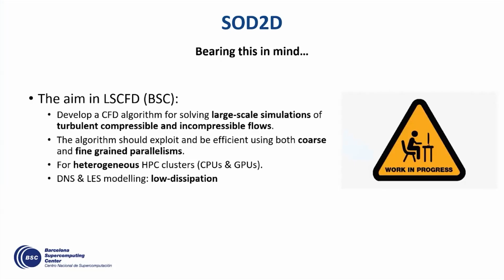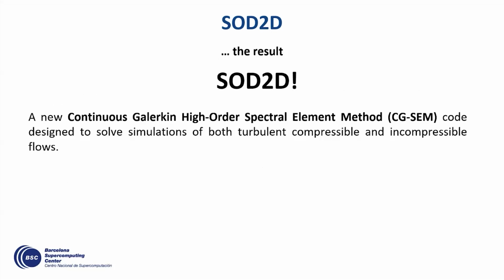We wanted to develop a CFD code for large scale simulations, as we said, that is able to solve turbulent, compressible, and incompressible flows. And we want to be able to use GPUs and CPUs efficiently. So we wanted to develop this CFD code that can work efficiently in heterogeneous HPC clusters. And since we want to do science, we want to have a code with low dissipation because we want to run DNS and LES simulations.